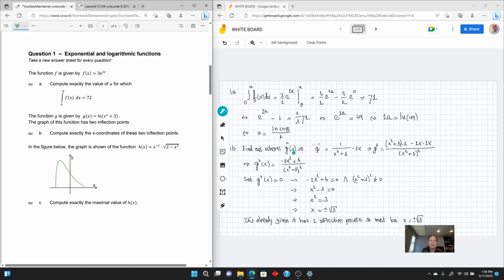However, if you can, the best way with these is to only look where this second derivative is 0. And if you find, for example, in this case, that there are two of these points, you don't need to show anymore that indeed the second derivative changes sign, because it's already given that it has two inflection points. They just want to know the coordinates. So let's see how it goes.